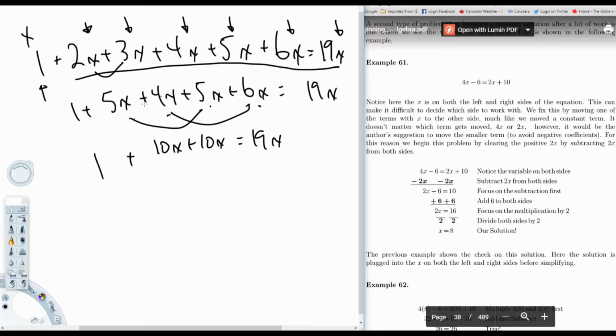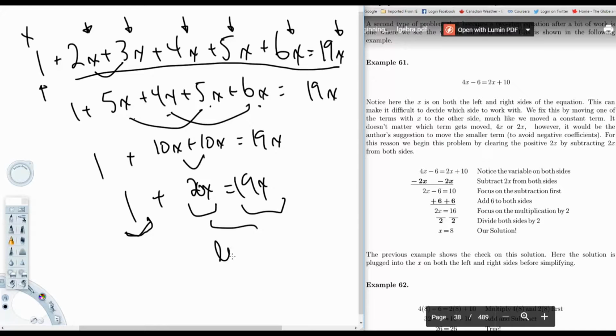You notice how we're combining the like terms. We're just taking all the x's and putting them together. That's all I'm doing. So now I have 10x plus 10x equals 20x, and 19x. Then I have a 1 here. Now the like terms here are 20x and 19x. We don't know what x is, but we don't know equally what both are. And we have a 1 here, which we know. So these are like terms we don't know, and since there's only one of these, this is a term we know.